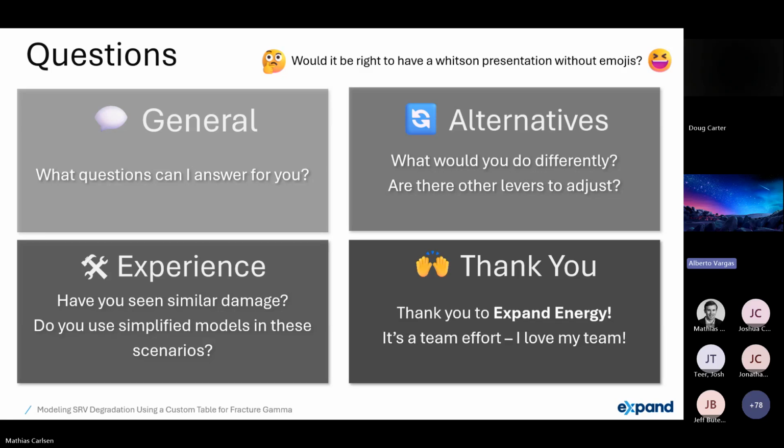And so I have some questions. I would love to take questions from the audience, but also I have some questions for you. We'd love to hear if you have alternatives of how we could be thinking about this differently. Are there other levers that we should consider pulling? And then also from the vast amount of experience we have here, would love to know if you have similar damage in your reservoir and have you used simple models to analyze these.